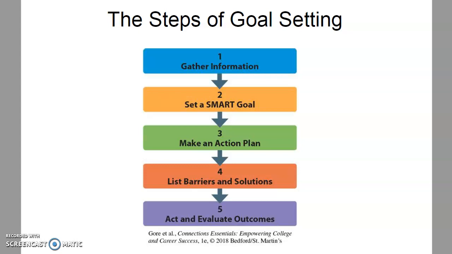Before we start the action plan, however, we need to look at barriers and solutions. We don't want to be surprised negatively later as we're working on the goal when a barrier pops up. So we think about those in advance. And then the last step is to actually act on the goal and evaluate our outcomes as we're working on the goal. We can evaluate our progress or lack of progress and possibly make adjustments as we're working on our action plan.